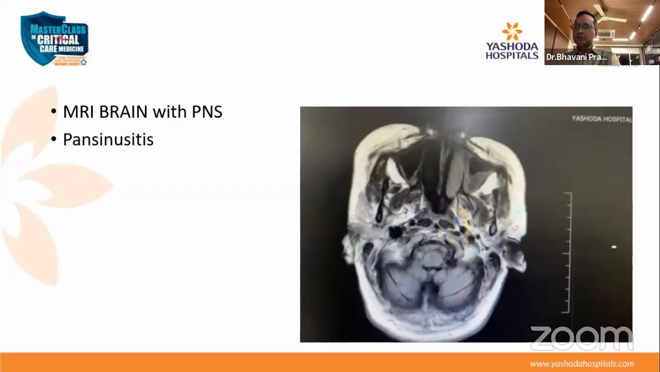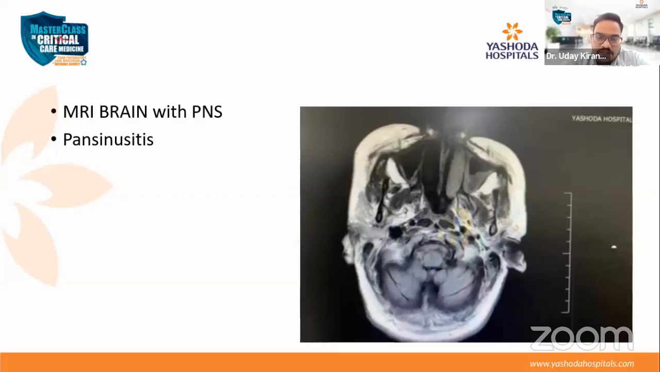Go ahead, sir. Sorry, please move on. Describe this MRI. Yes, sir. MRI PNS done on day one. It is showing pansinusitis picture. In this slide, we can see maxillary sinusitis and sphenoid sinusitis involvement, and hypertrophied turbinates also we can see.